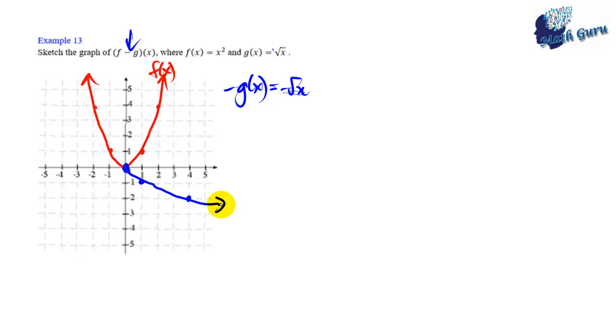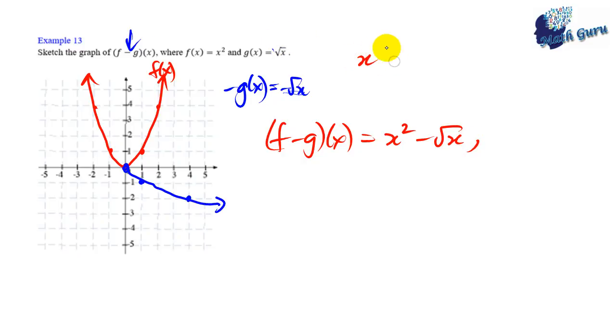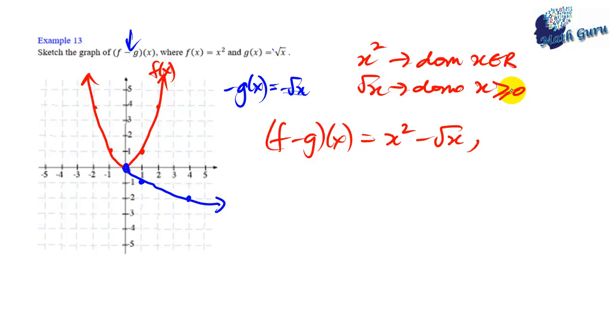Now, we know that if we add those two graphs together, or we subtract them in this case, f minus g of x, from what we learned at the start, I would have x squared minus root x, and our domain would have to be where the two domains intersect. Now we know x squared has a domain of all real numbers, and root x has a domain of x greater than or equal to 0. So where do those two things intersect? They intersect for x greater than or equal to 0. So we can only add these two functions when x is greater than or equal to 0.